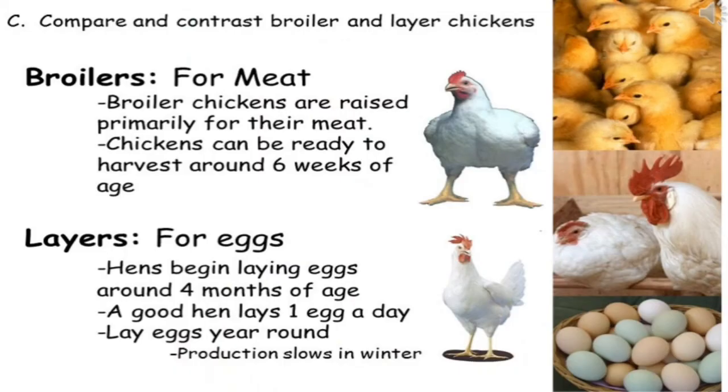Chickens are broadly classified into two types. They are layers and broilers. Layers means the poultry birds which are reared only for eggs. Layers are the egg-laying chickens. Broilers are reared for meat.